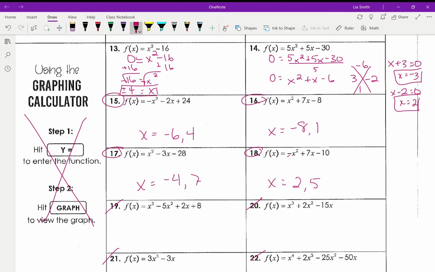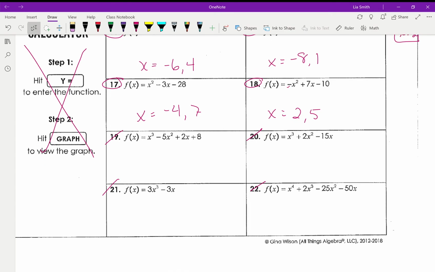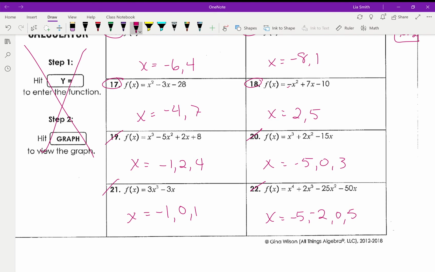If you did go on to Desmos and graph these more complex ones, you would have gotten that x equals -1, 2, and 4; x equals -1, 0, and 1; x equals -5, 0, and 3; and x equals -5, -2, 0, and 5. This is another good point to remind you of the fundamental theorem of algebra, which tells you if you have x squared, you have 2 solutions. When you have x cubed, you have 3 solutions. And when you have x to the 4th, you have 4 solutions.